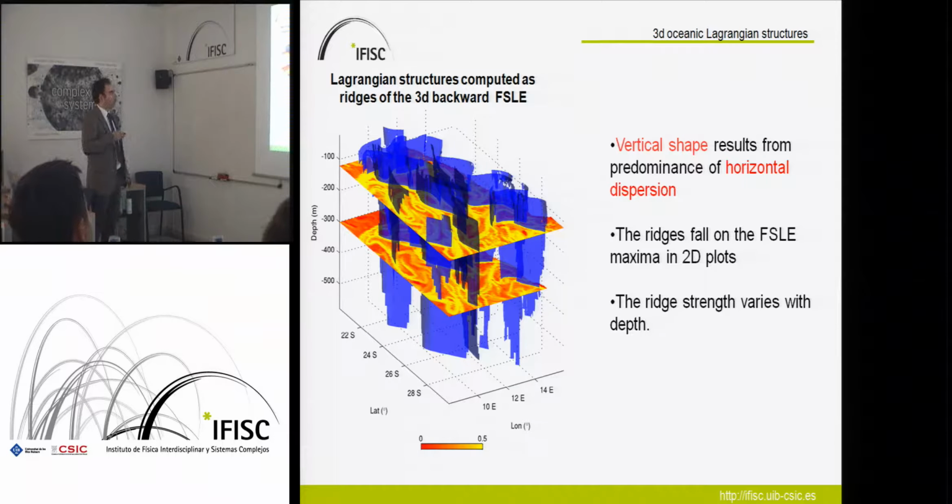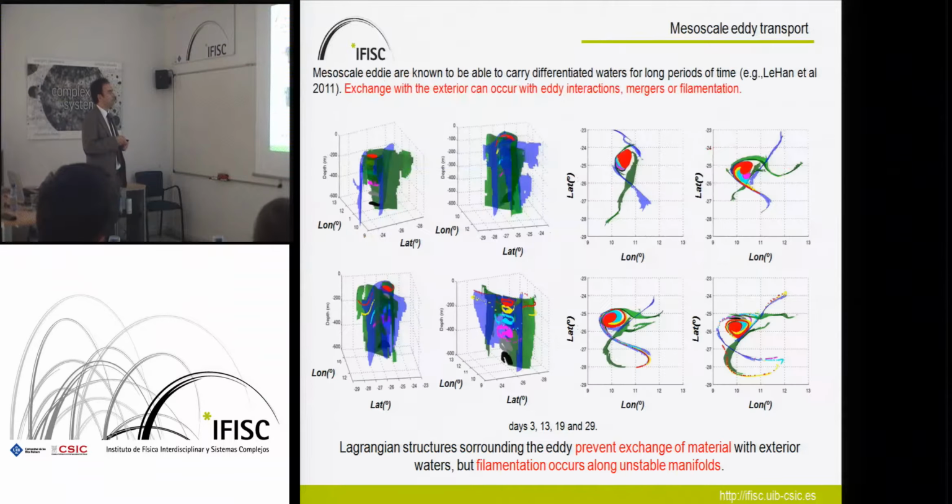Moreover, you can see that the ridges fall on the FSLE maxima in 2D plots, as observed here. And also we found that the ridge strength, the intensity of the ridge, varies with depth. And this was interesting because it means that the dispersion is getting weaker as we go deeper in this case. So this was a general view, and now we looked at what happens with a specific mesoscale eddy.